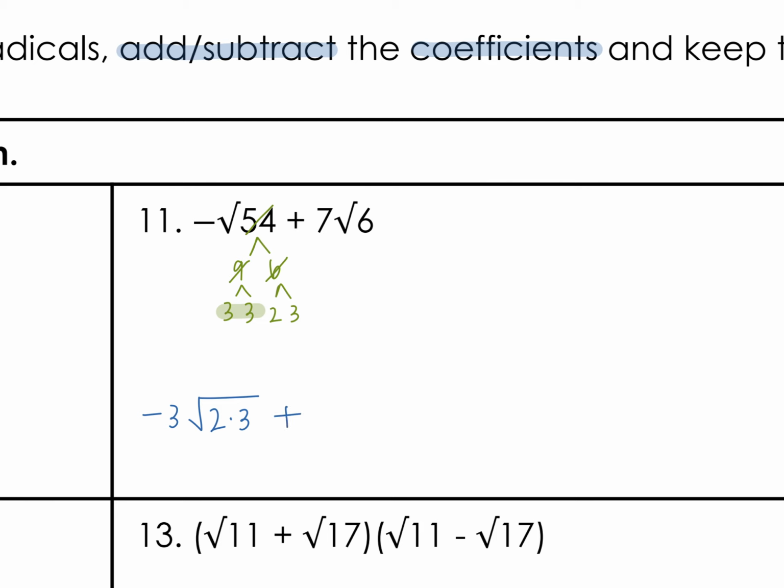And then we have that plus 7 root 6. Okay, so this will become -3 root 6 plus 7 root 6, since we do have the same radicals. Here we got that square root of 6, square root of 6. We got -3 plus 7 is just going to give me a positive 4 root 6 for my answer.